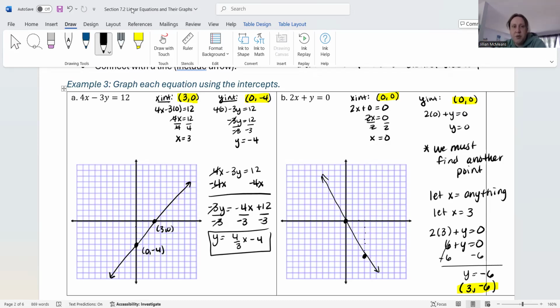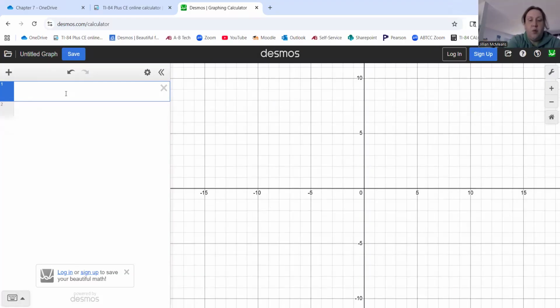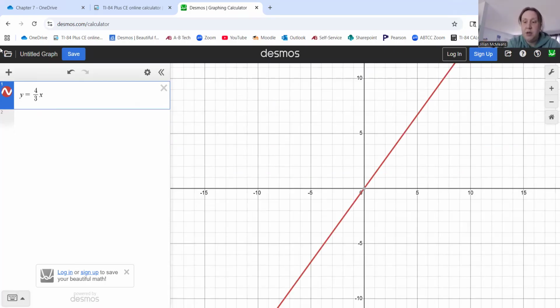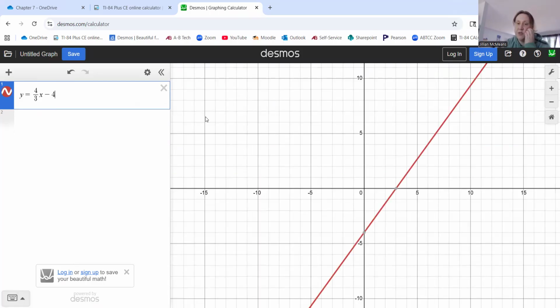Let's go back to Desmos really quick. Okay, let's get rid of this one. We want to type in y equals. To do 4/3, you could just do 4 divided by 3. It should automatically write it as a fraction. However, you've got to be careful where you put your x. You do not want to put your x in the denominator. So you would then hit the right arrow, and it puts you just past the 4/3. Then you can type in your x and your minus 4.